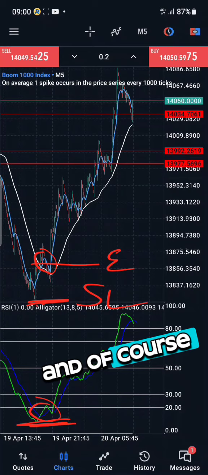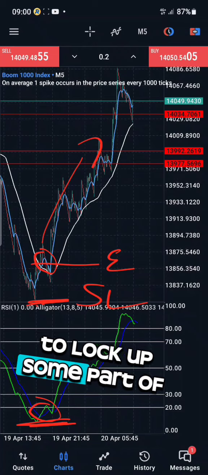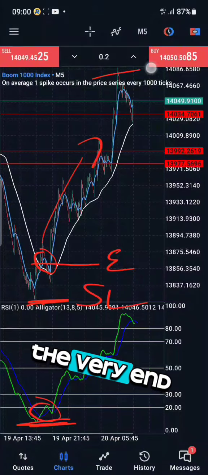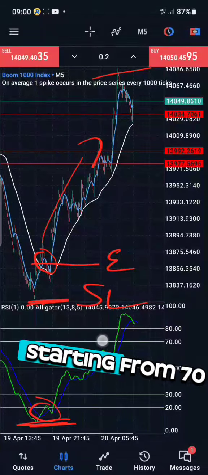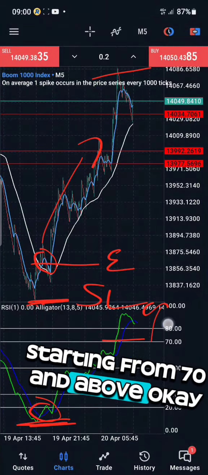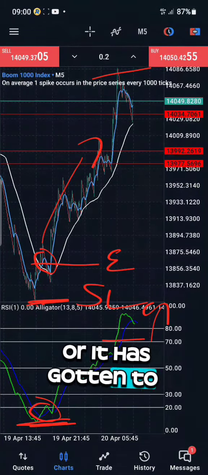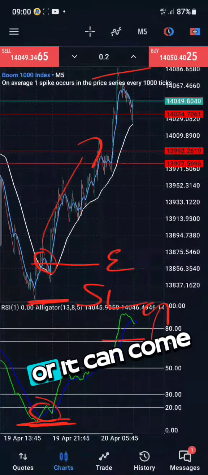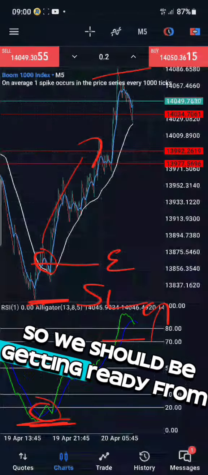Okay, and of course if this should move up, then we should adjust our stop loss to lock up some part of our profit right from there as we are trading till the very end of the trend. And where is the end of the trend? The end of the trend is starting from 70 and above. Okay, so once it is getting to 70, or it has gotten to 70, it means that the trend is about to come to an end, or it can come to an end any moment from there. Okay, so we should be getting ready from there.